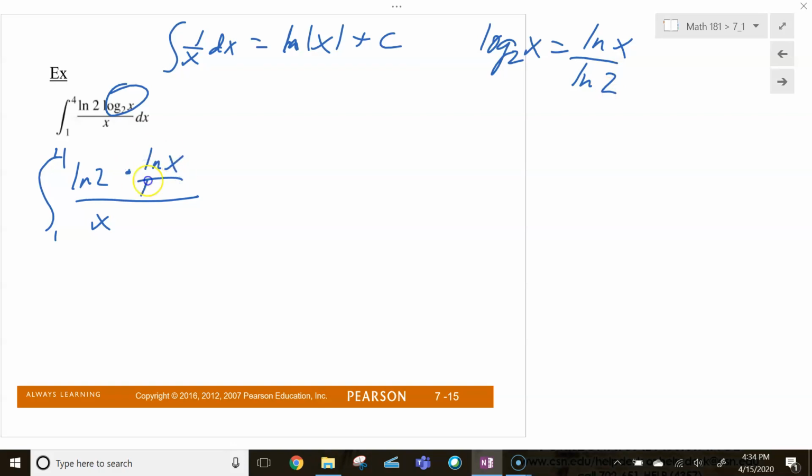And the reason I change that is I'm looking at this ln of 2 over ln of 2. And I can cancel those. So this becomes the integral of the ln of x over x dx from x being 1 to x being 4. And now, what am I going to do here? Well, let's let u be ln of x.